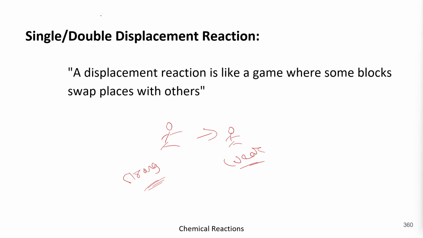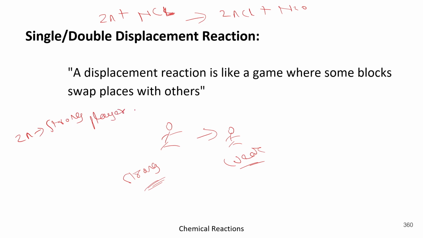So suppose Zn, zinc, is combined with hydrochloric acid, HCl, then the outcome will be zinc chloride plus H2. So did you notice something here? Zinc, Zn, was a strong player, whereas in HCl, H was a weak player. And this is the before-the-reaction situation and this is the after-the-reaction situation.